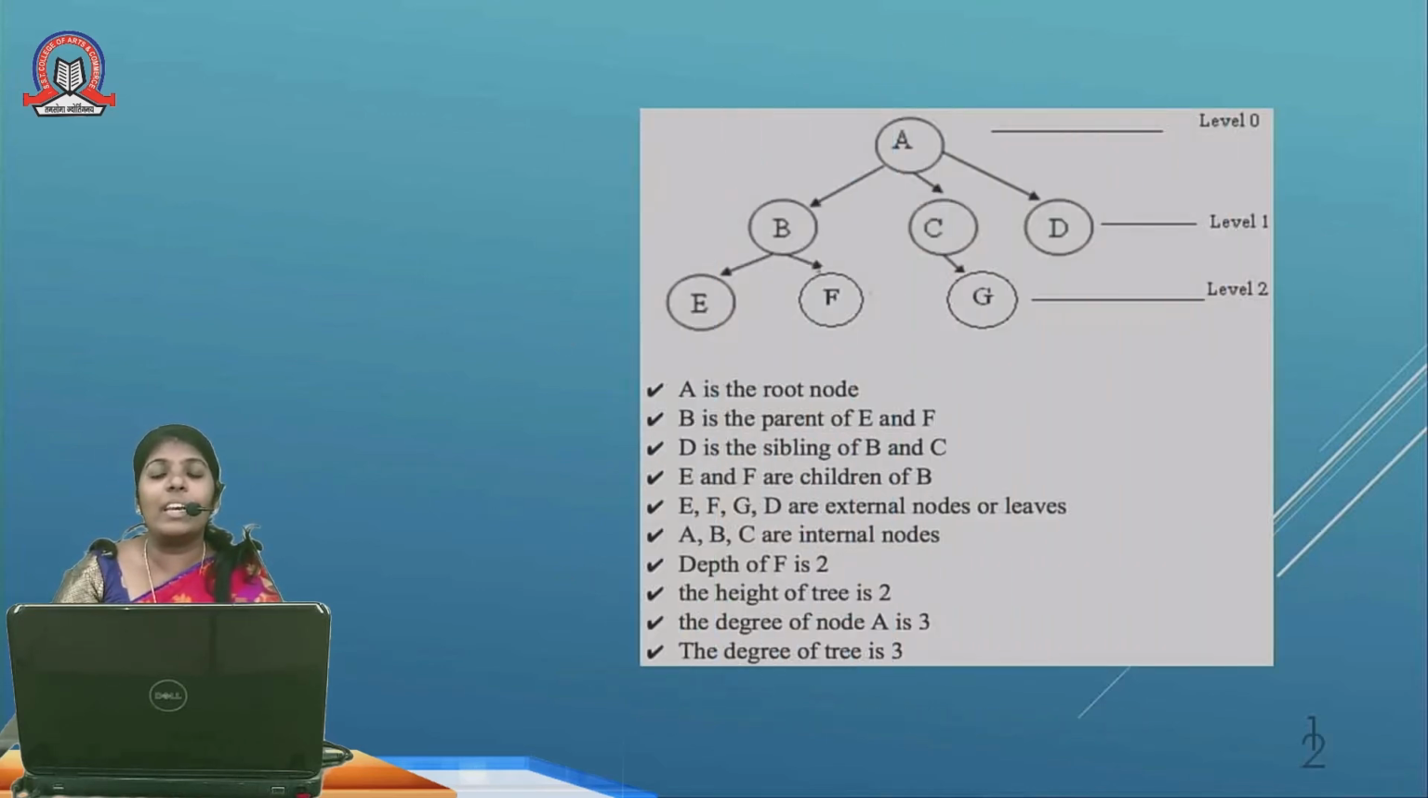Then you can see here a representation. Here A is the root node, B is the parent of E and F, D is the sibling of B and C, E and F are children of B, then E, F, G, D are external nodes or leaves. Okay, you can see here. Then E, F, G, all these are leaves because the nodes E, F, G do not have any child node. So that is a leaf node.